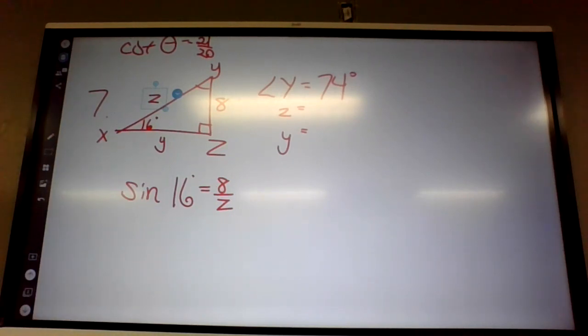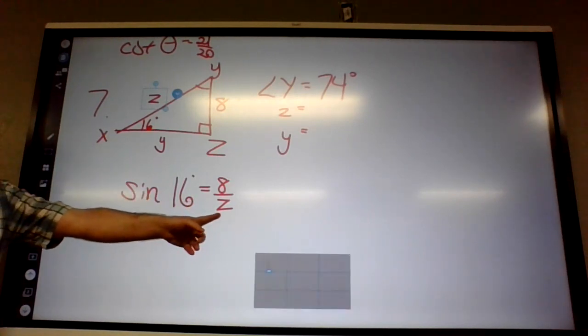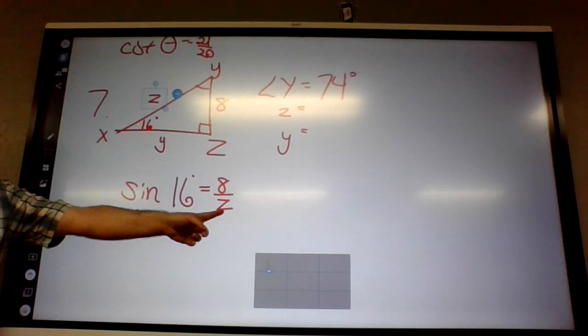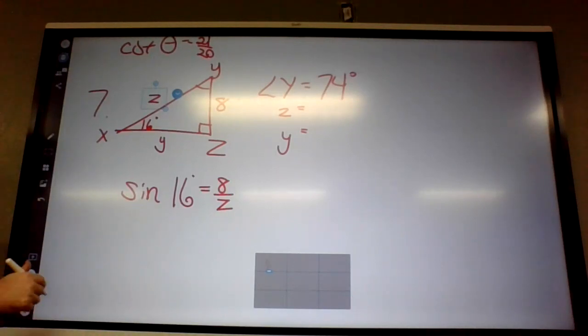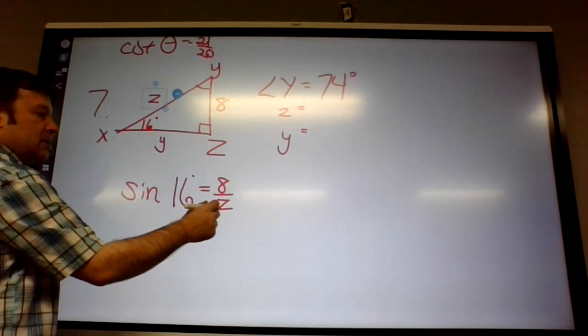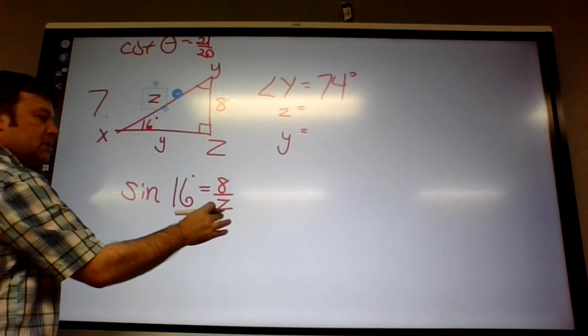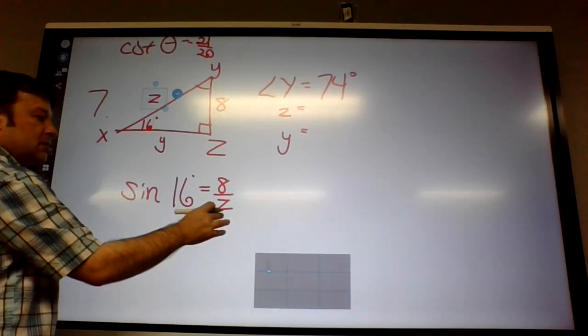Okay, we can assist now. What did we do when there is a variable in the denominator here? Sine 16 and Z switch places. Right.